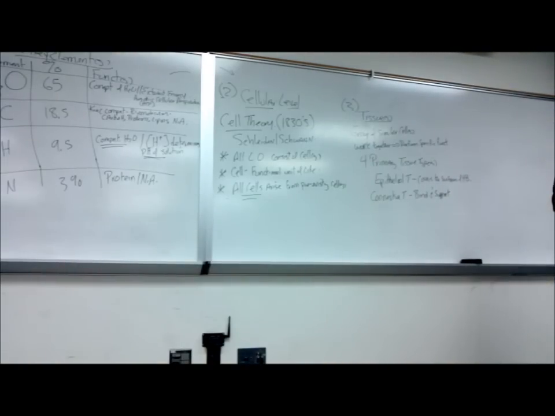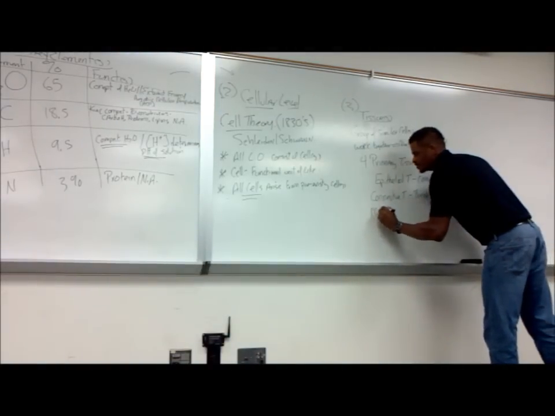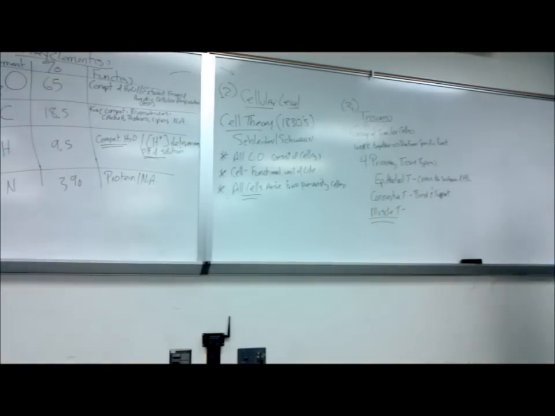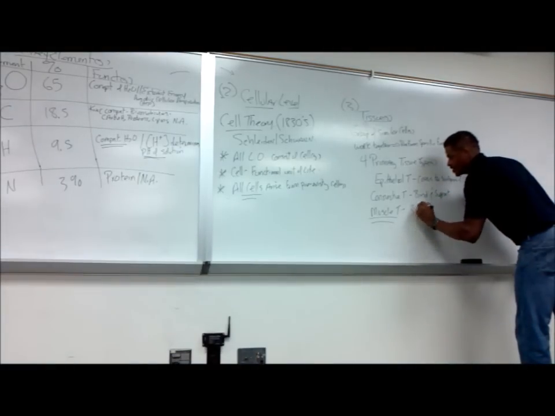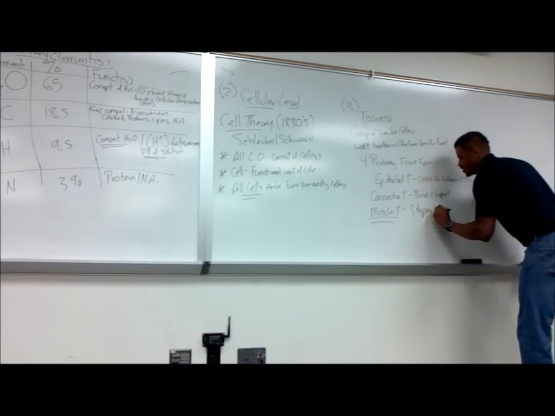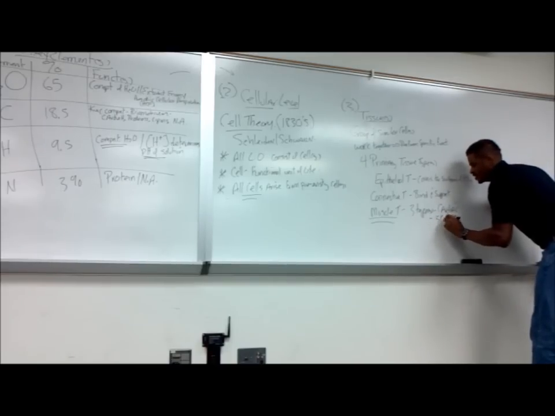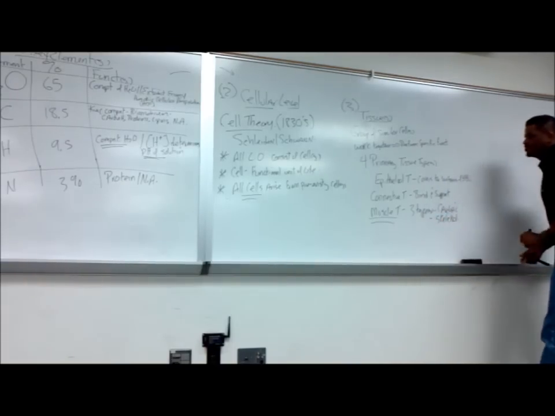Then we have muscle tissue. How many different types of muscle tissue are associated with your body? 3. You listed one already. You listed cardiac muscle, myocardium. Then what other type of muscle tissue do we have? Skeletal muscle. And then we have smooth muscle. So we have 3 types: cardiac, skeletal, which is the muscle associated with your bones, and smooth muscle tissue.